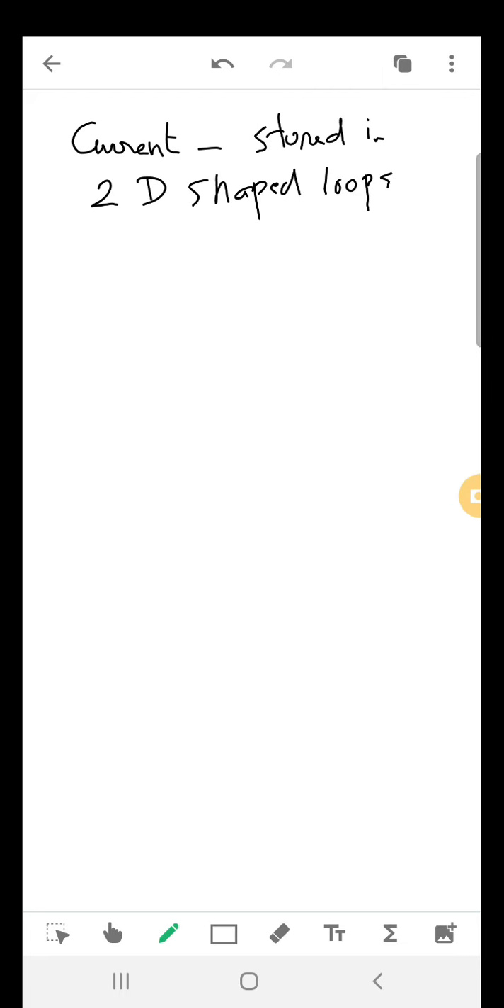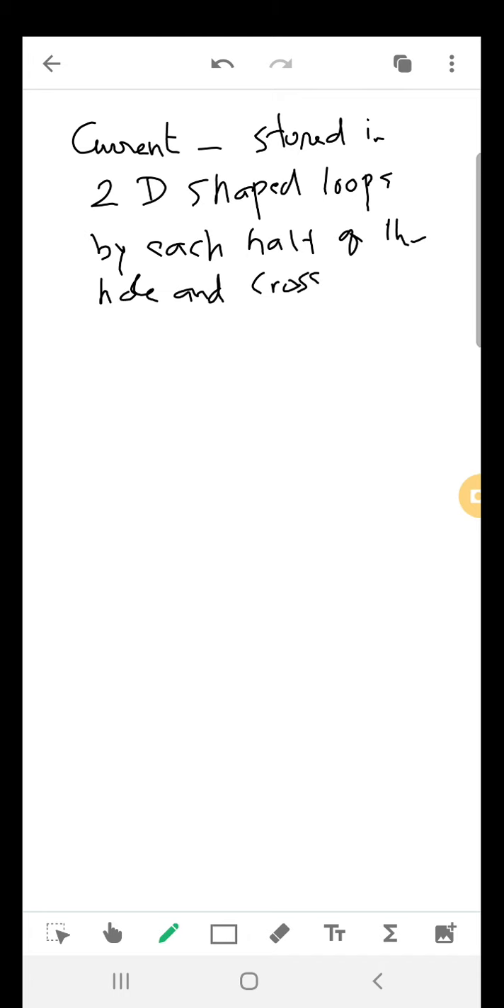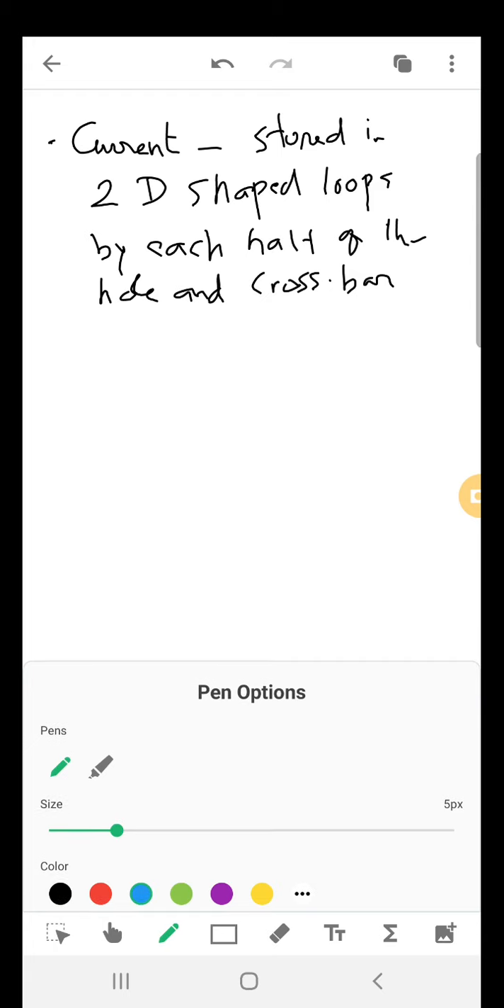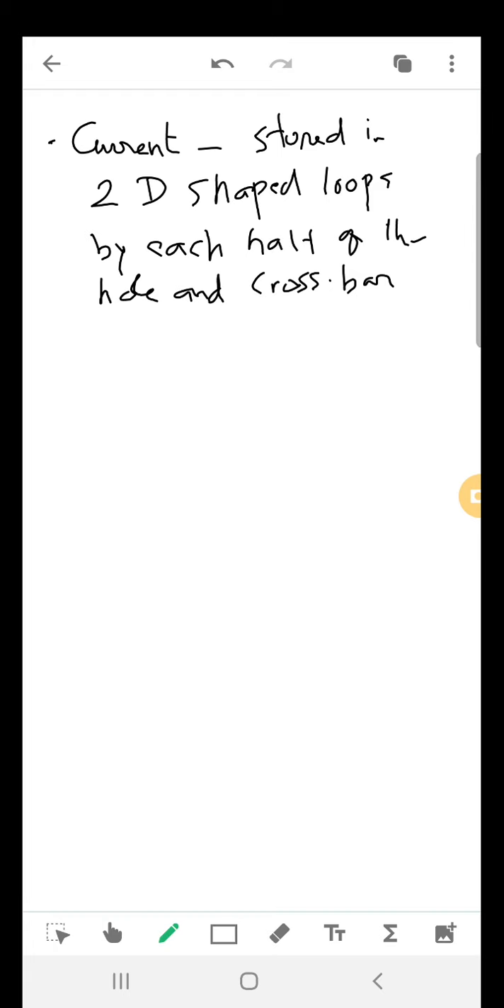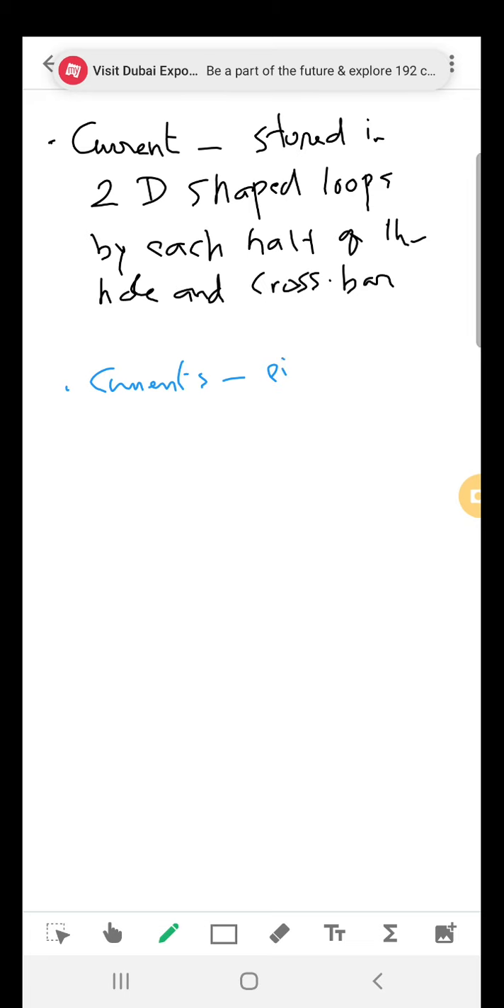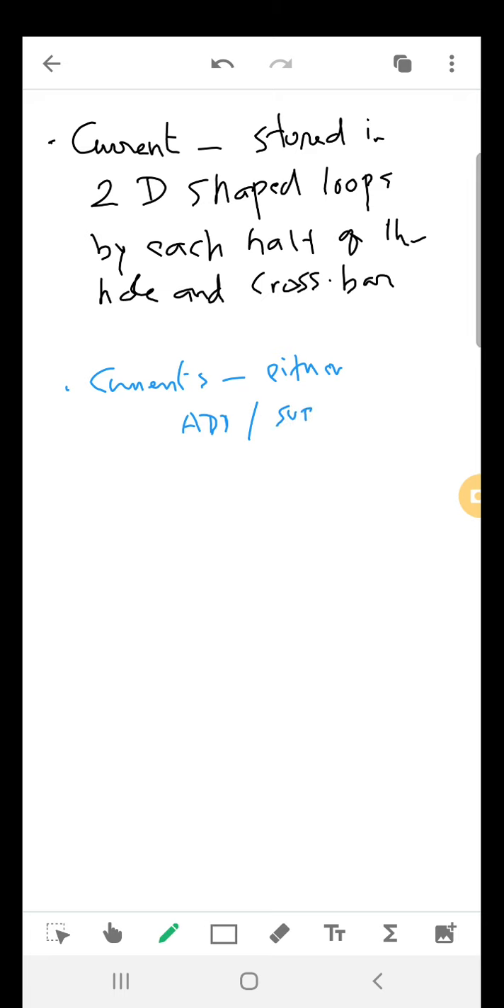The current is stored by each half of the hole and crossbar. Now the currents either add or subtract.